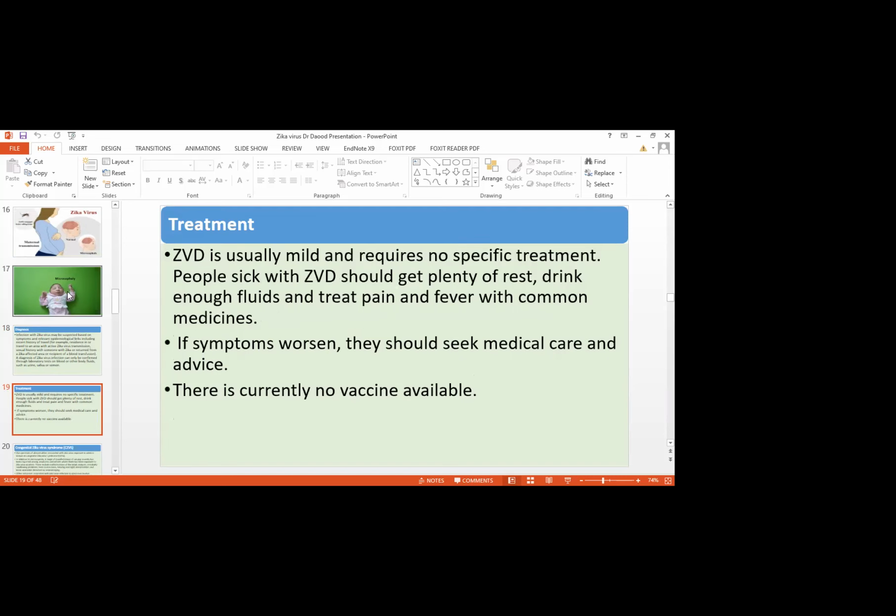Treatment: as far as treatment is concerned, there is no specific treatment. Currently, no vaccine is available. Luckily, the symptoms are usually mild and require no specific treatment. People sick with Zika virus disease should get plenty of rest, drink plenty of fluids, and for pain and fever, symptomatic medicines are given.